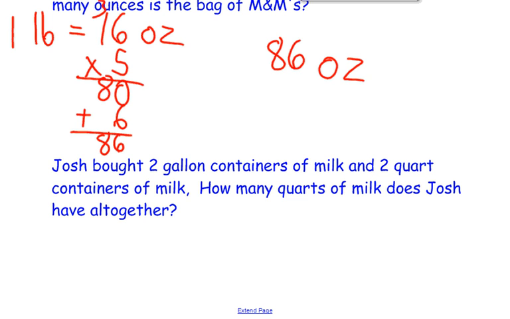And finally, one last conversion. We have gallons and quarts. It says Josh bought 2 gallon containers of milk and 2 quart containers of milk. How many quarts of milk does Josh have all together? In this case, we need to understand the complete picture. We're working with gallons and quarts, and we want to move to quarts. And so, how many quarts are in 1 gallon, right? 1 gallon, I'll abbreviate that, equals 4 quarts.